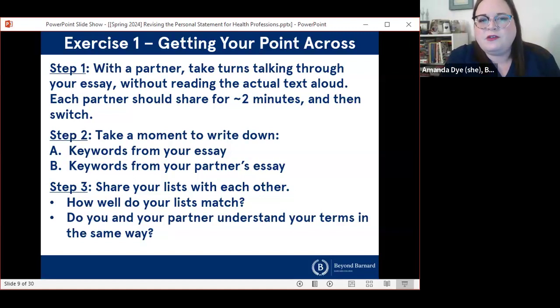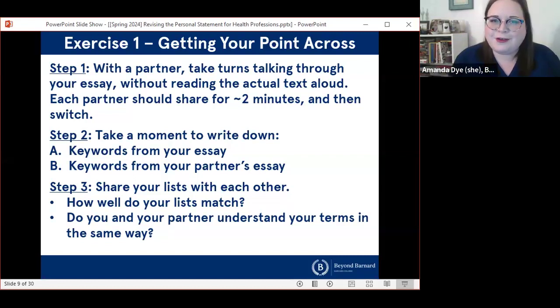So the first step of this exercise is to take turns talking through your essay. Without letting the partner read your essay, and without you reading the text of your essay out loud, try to share in the space of about 2 minutes what you're trying to communicate through your personal statement. Then you switch with your partner, so each person gets to talk and each person gets to listen. And then once you've done that process of talking and listening, you want to take a moment to write down first the keywords that you think you would want to hear someone understand from your essay, and the keywords that you took away from your partner's essay.